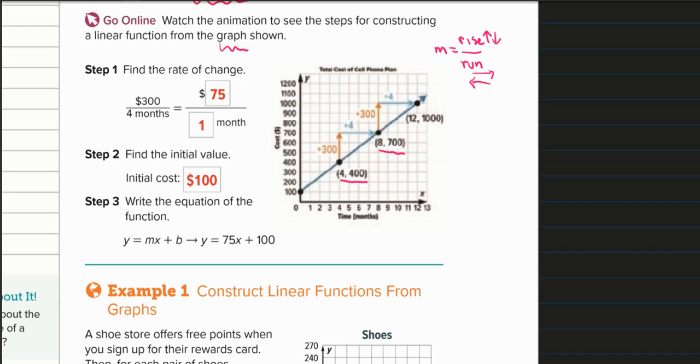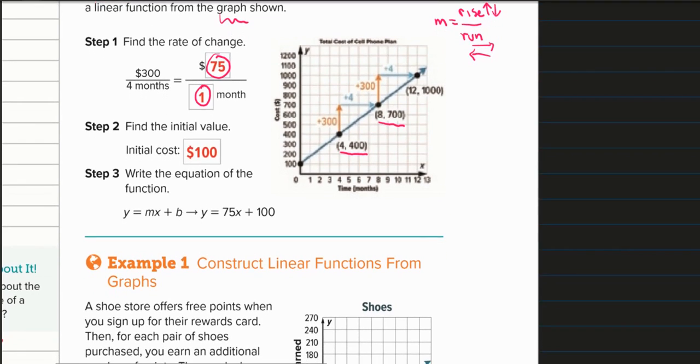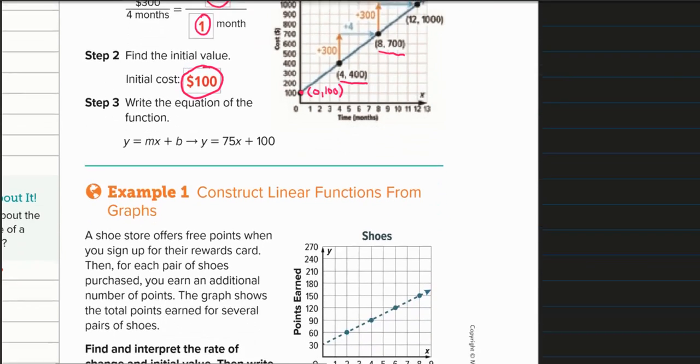We talked about this. So we're given $300 over 4 months. When we simplify that, we're going to get $75 over 1 month. We're going to find the initial value, which is our y-intercept. When we have x equals 0, our y value is going to be 100. So our initial cost is going to be $100. So when we plug it into our equation, we're going to have y equals 75x plus 100.